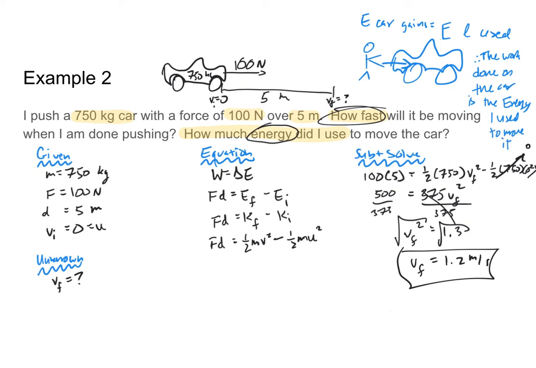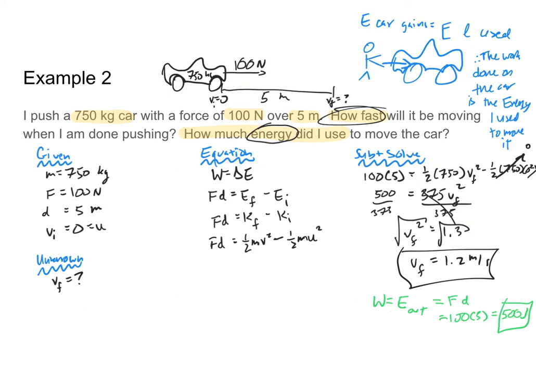Therefore, work is equal to my energy output, which I'm going to call energy out. Therefore, my energy output is equal to force times displacement, 100 times 5, or 500 joules. And that is the energy that I used to move the car.